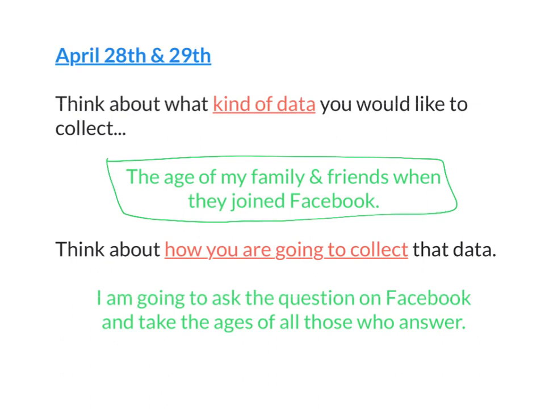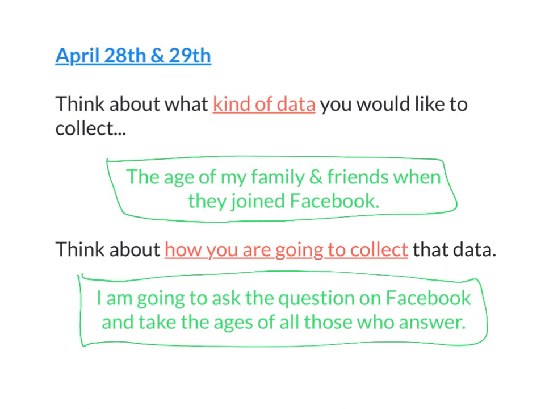So when my family and friends joined Facebook, their ages are all over the place, depending upon how old they were or what generation they were. How I'm going to collect the data, I'm literally going to ask on Facebook. I'm going to put a post on Facebook, ask my family and friends to help me with my teaching, and ask them to post their age that they joined Facebook. And I'll take the data of whoever answers.